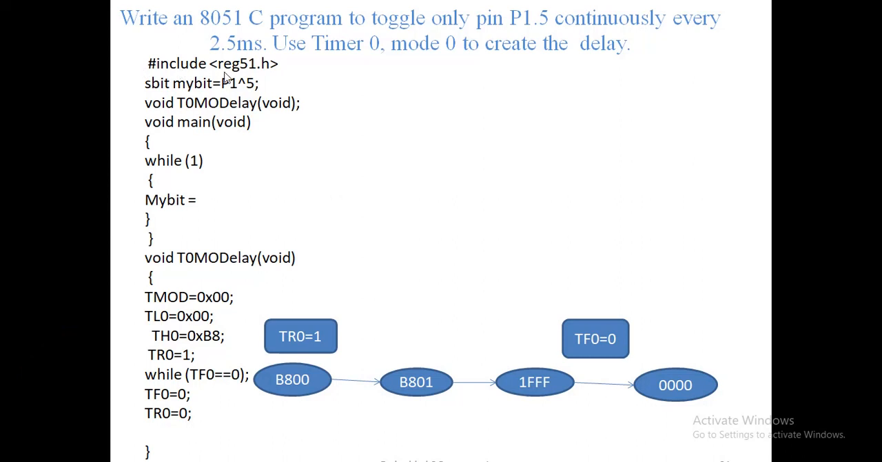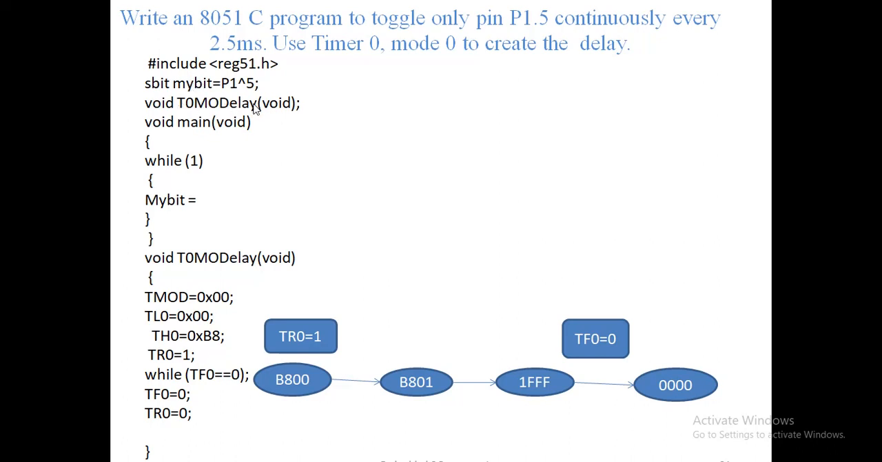This is #include <REG51.h>, a header file, because we are using TMOD, TL0, TH0 registers, which are available in the SFR of the 8051. That's why it is mandatory to use #include <REG51.h>. And sbit is a keyword or data type. It is used to access a single bit in the SFR. P1^5 is assigned to my bit. So in place of P1^5, I can use mybit. Some other name you can also use, that is your choice.